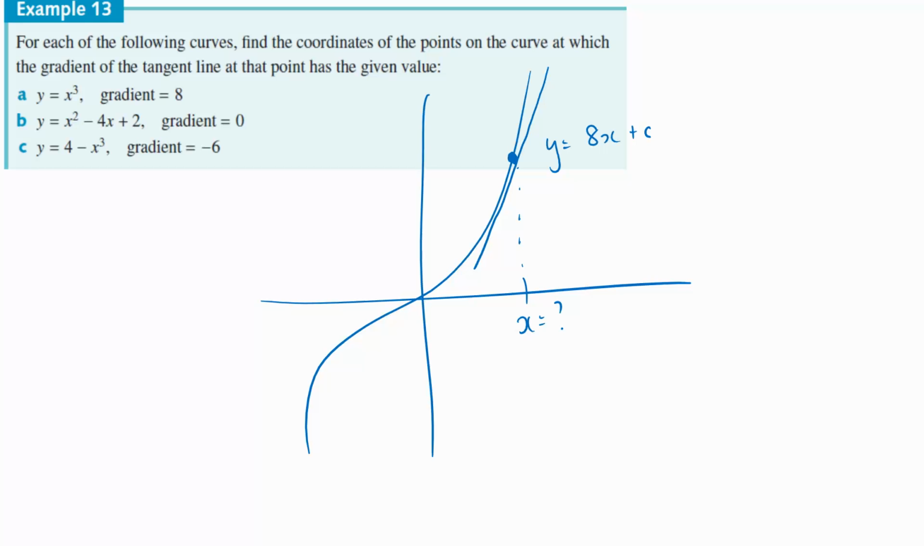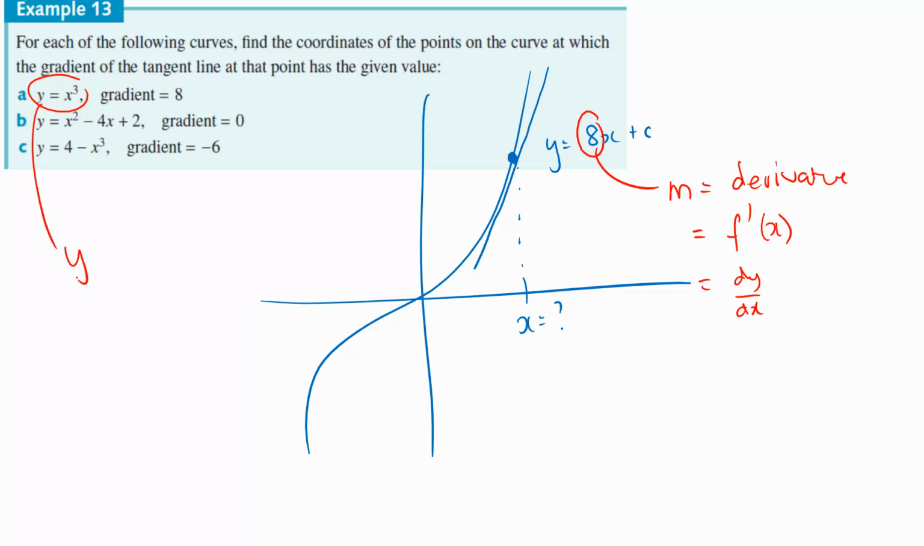Okay, so let's do it. To find 8, I'm going to do another color. To find 8, we know we need to find m, which is the derivative. Okay, how do you find the derivative if it's x, f dash of x or dy dx? But what's our y? y was equal to x cubed. So what is dy dx? Using the power rule, because that's a power function. So using a power rule, what's the derivative of x cubed? What is that equal to, Anne?